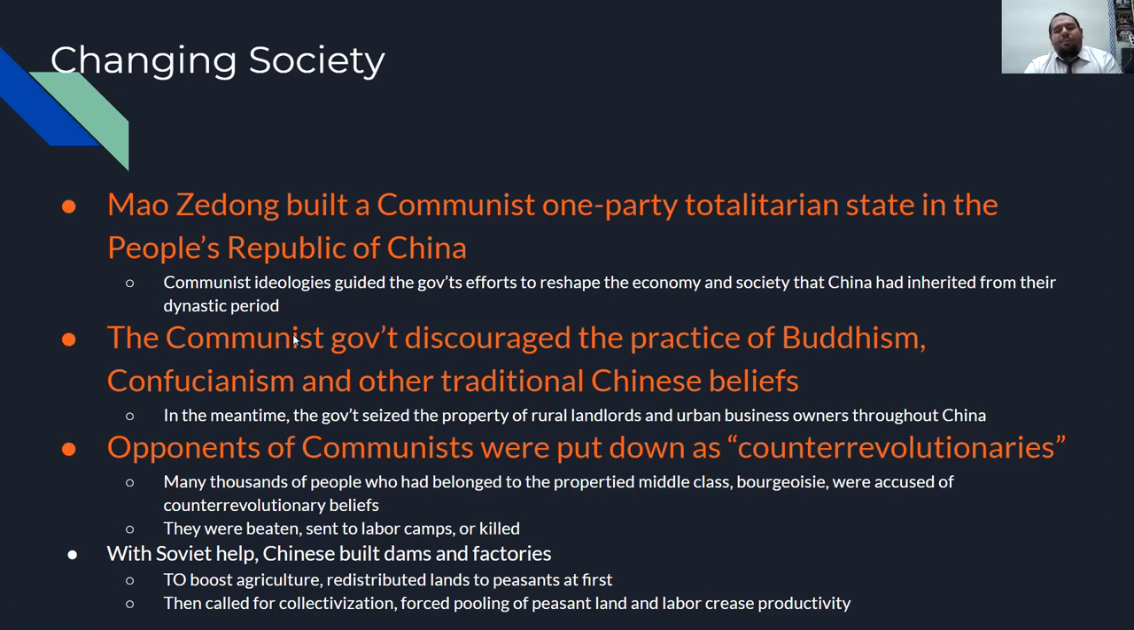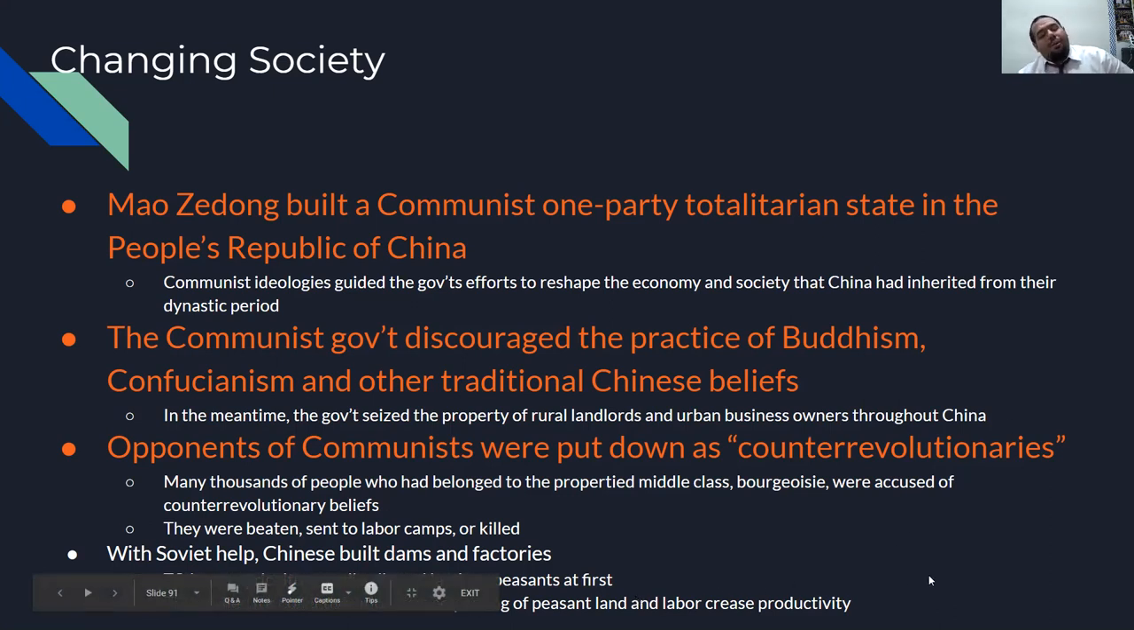Opponents of communists were put out as counter-revolutionaries. Many thousands of people who had belonged to the property middle class or the bourgeoisie were accused of counter-revolutionary beliefs. They would be beaten, sent to labor camps, or killed. Who does that sound like?